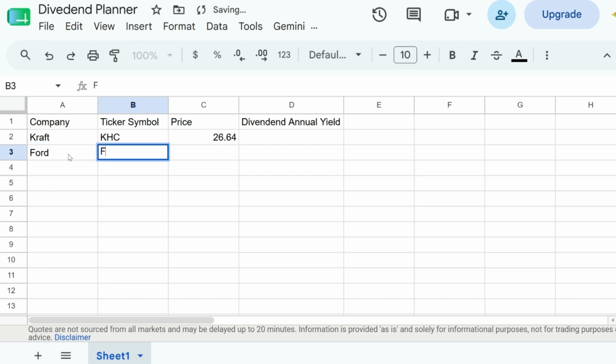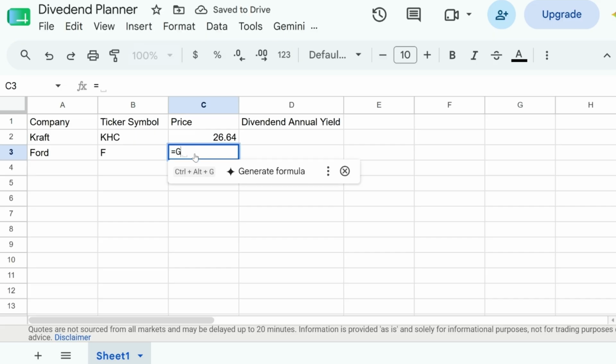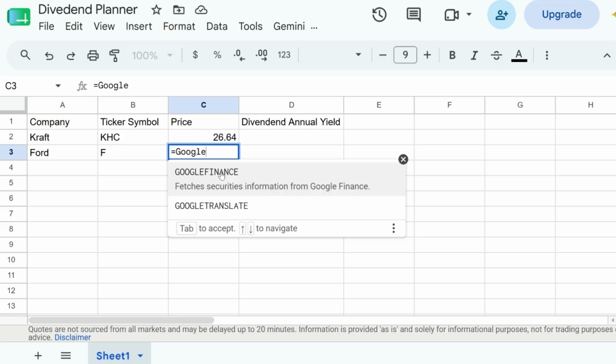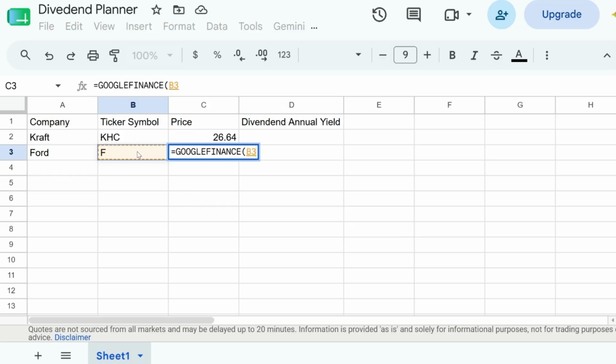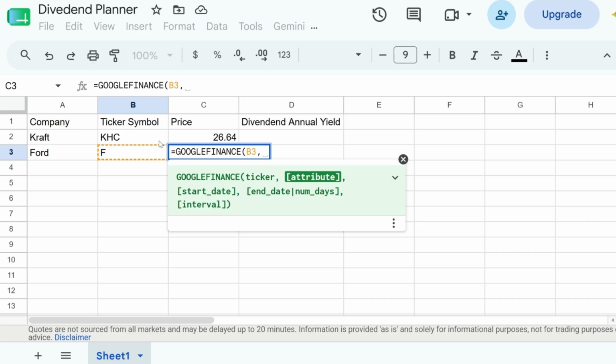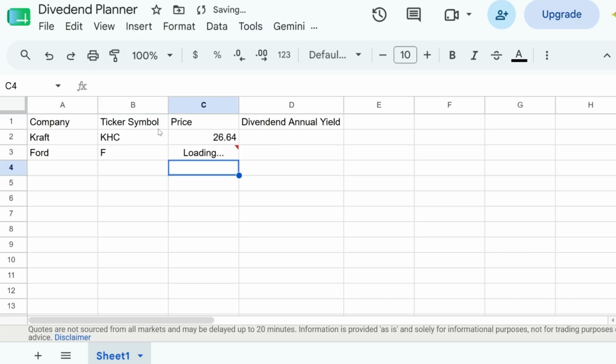So next we're going to use Ford, and we're going to use the same formula for Ford as well to get that stock price. Again, stock price is very important when we're trying to figure out what the actual annual payout for the dividend is going to be. I could have easily put price after the B. So after B3, I could have put price and it would have been the same thing, but I already had price in cell C1.